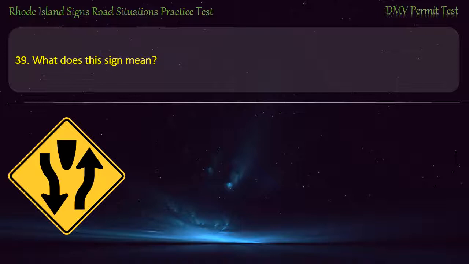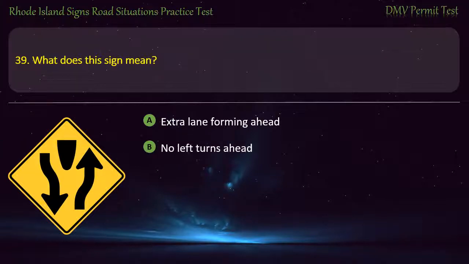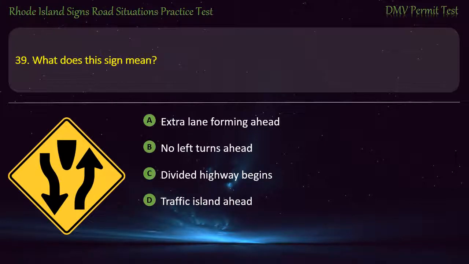Question 39. What does this sign mean? Extra lane forming ahead. No left turns ahead. Divided highway begins. Traffic island ahead. Answer. Divided highway begins.